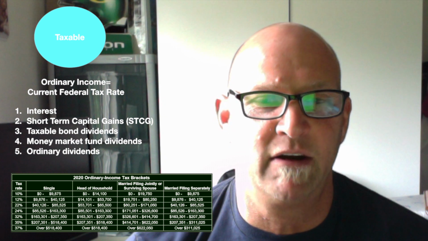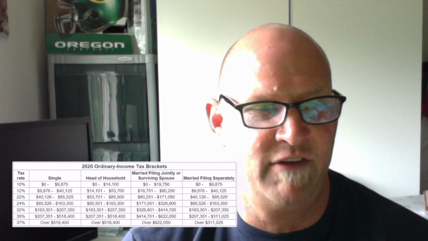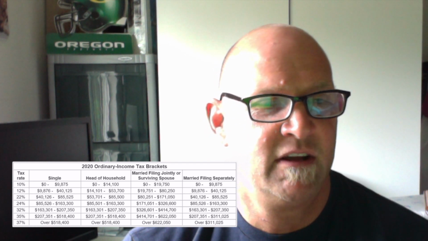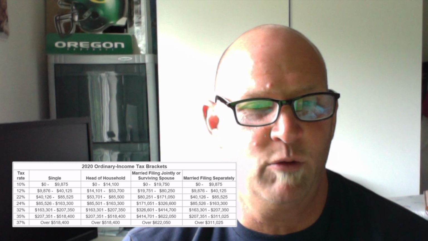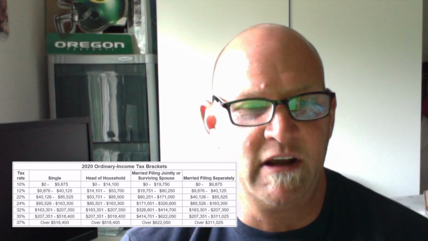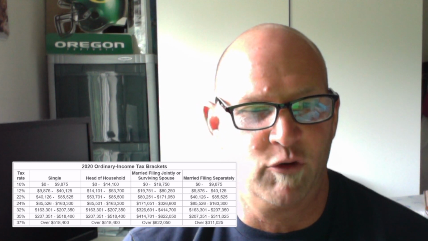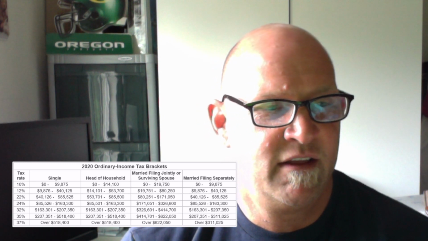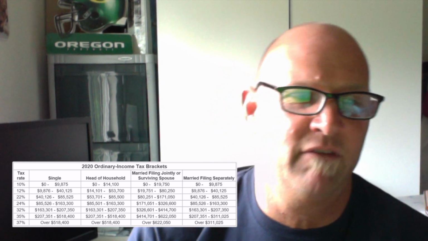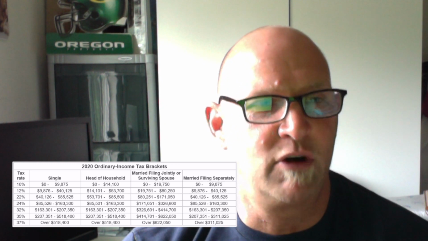So let's look at married filing jointly. The 10% is up to $19,750. 12% goes up to $80,250. 22 is capped at $171,050. 24 goes up to $326,600. 32 goes up to $414,700. 35 goes up to $622,050, and anything above that, you're in the 37% tax bracket. So these are pretty high rates.